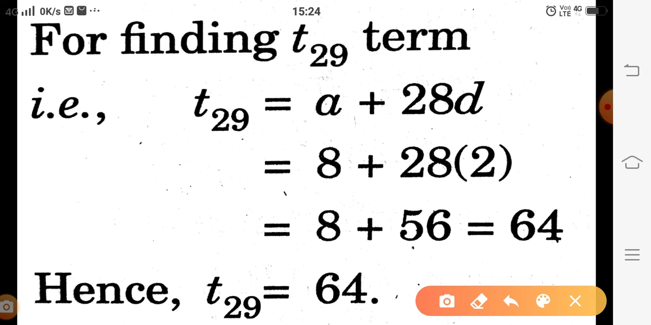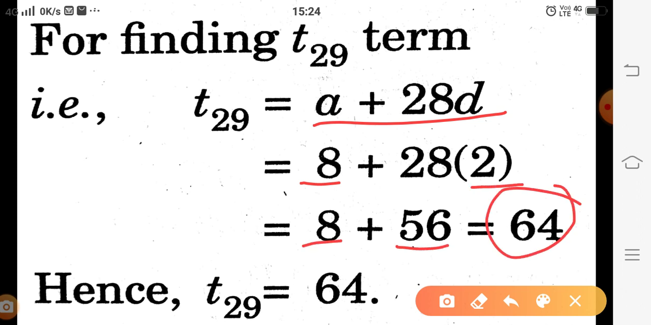Then the 29th term is a plus 28d. Put the value of a and d and solve this. We are getting the solution as 64, means for the given series the 29th term is 64.